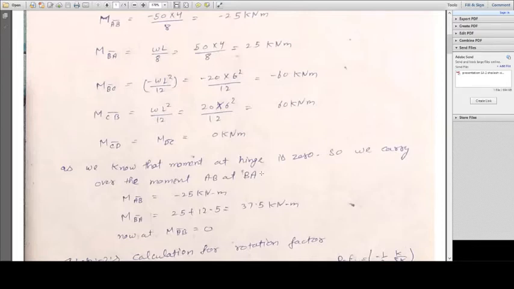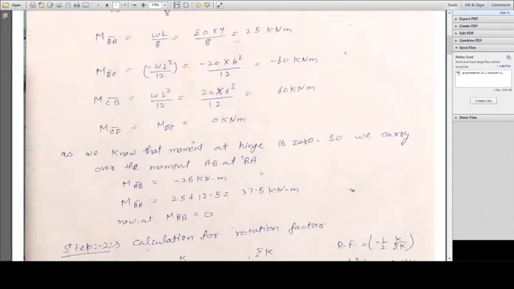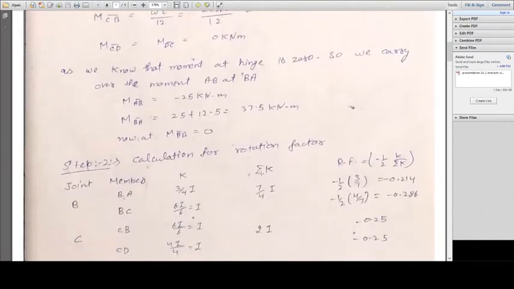As we know that at a hinge the moment is 0, so we carry over the moment of AB to BA. MAB is equal to minus 25 kilonewton meter, MBA is equal to 25 plus 12.5, which is equal to 37.5 kilonewton meter. Now MAB is equal to 0.